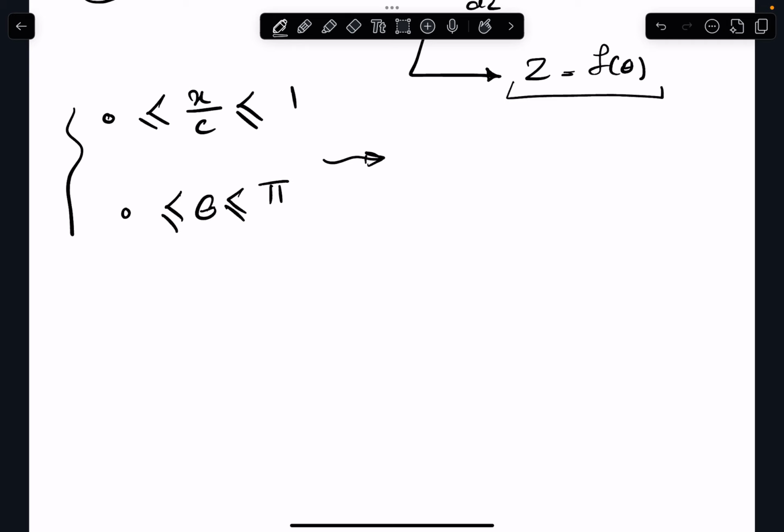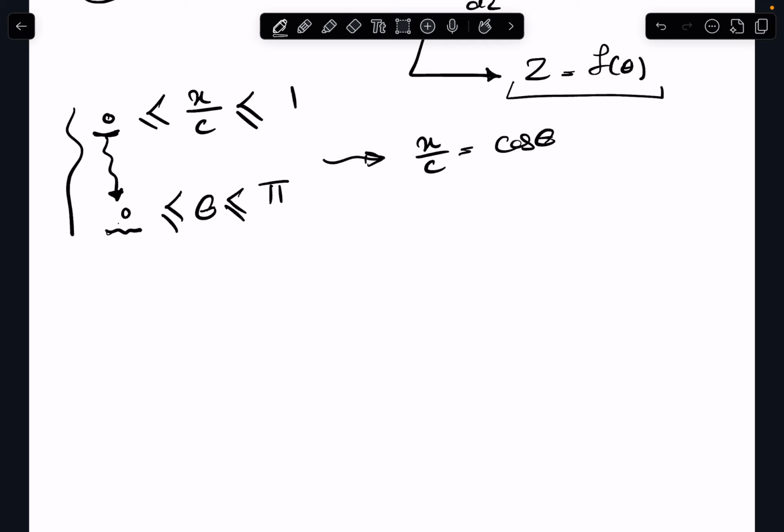If we use a regular cosine transfer function, let's say x over c is equal to cosine of theta. For x over c of 0, theta would be pi over 2. Cosine of pi over 2 is equal to 0. So this won't convert to 0. 0 should become 0, not pi over 2, not anything else.